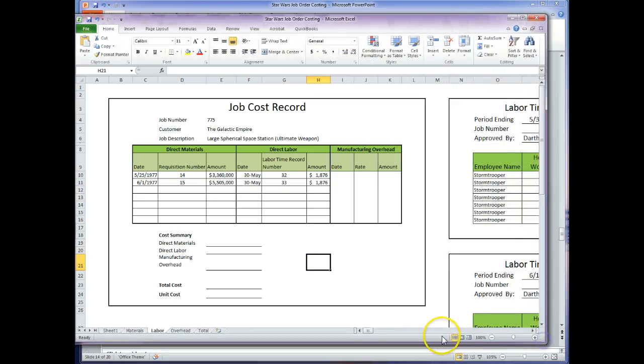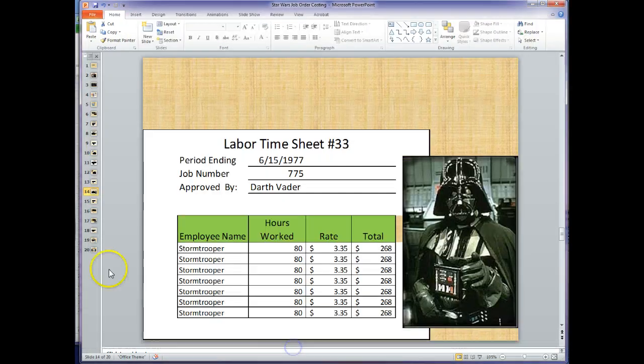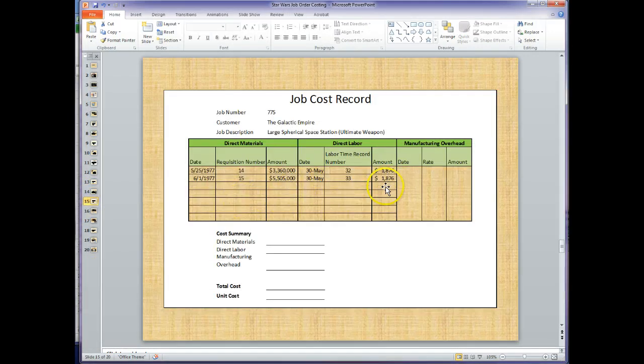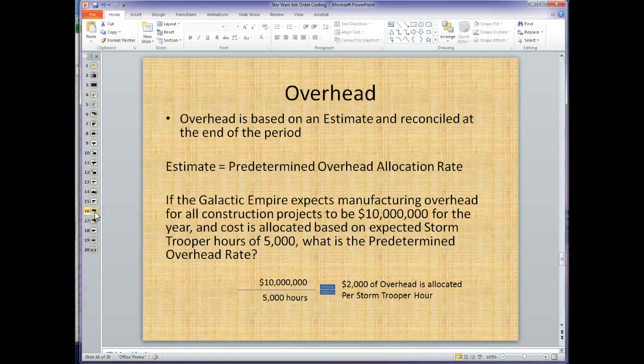So far, so good. Over here, I just put in some timesheets. Same thing you have on the slide. Okay, look at that. Boom, boom. Totally done. Now overhead gets a little squishy. It's not as fun graphically.